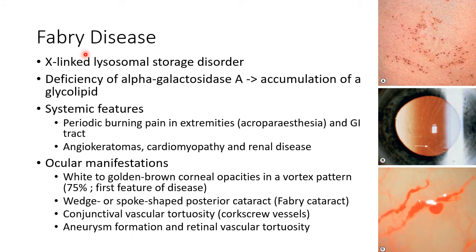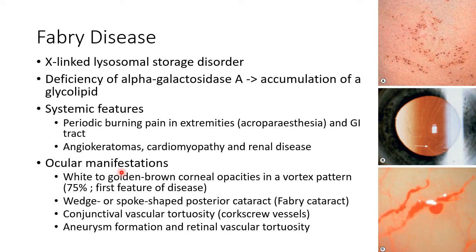Now let us discuss about Fabry disease. It is an X-linked lysosomal storage disorder. In Fabry disease, there is deficiency of alpha-galactosidase A, which leads to accumulation of a glycolipid. The systemic features of Fabry disease include periodic burning pain in extremities and GI tract. The periodic burning pain in extremities is known as acroparesthesia. There can be angiokeratomas, as you can see in this picture, cardiomyopathy and renal disease.